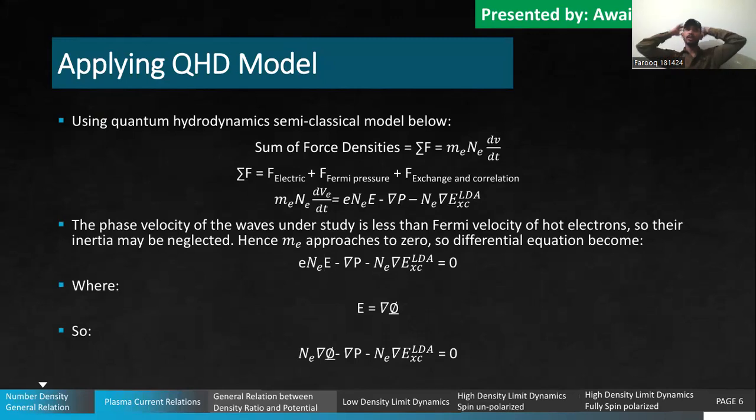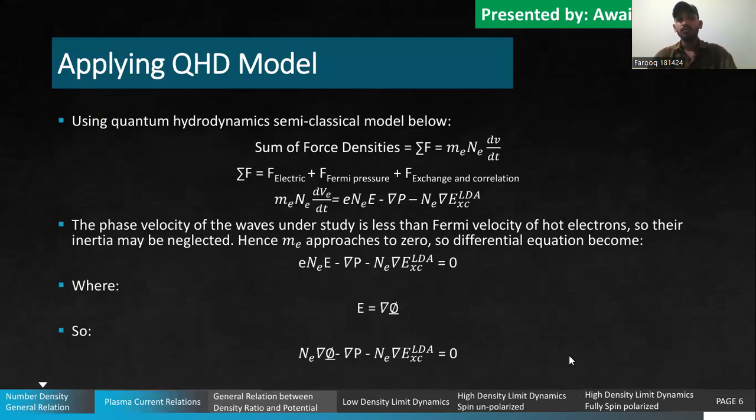Simply, we have the equation of motion F is equal to ma. So the sum of force densities, sigma F, is equal to me ne dv by dt. Here the force densities are considered, so ne is multiplied, the number of atoms or number of molecules, the number of particles per unit volume.